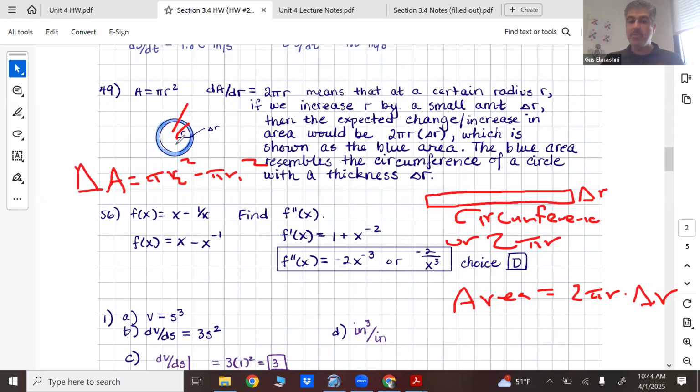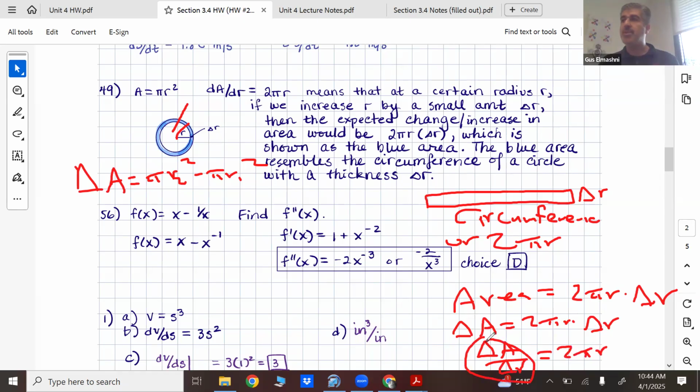So I kind of see what's happening there as well. If you think about it, the change in area has to be that strip of paper, because you have the inner circle and the outer circle. Once you take the outer circle minus the inner circle, that strip of paper is delta A. And if you divide both sides by delta r, what do you get? You get delta A over delta r equals 2 pi r.